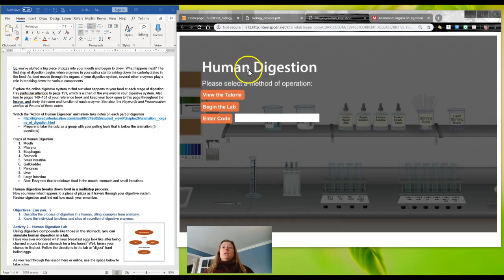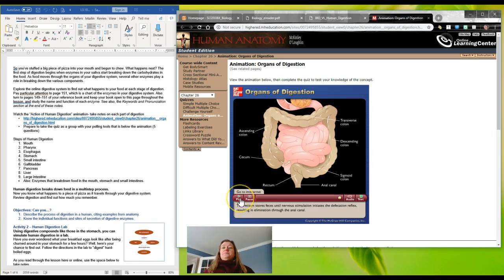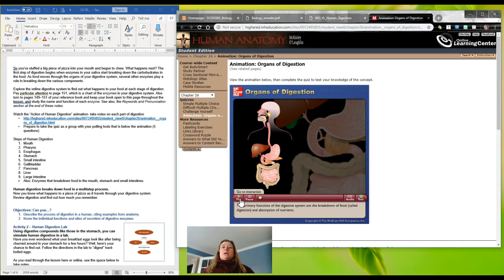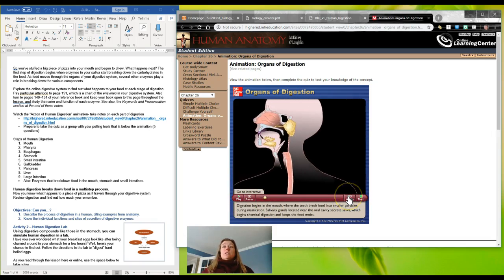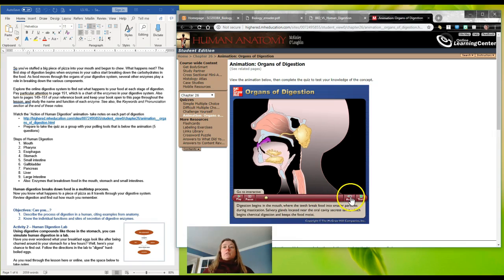accessed this link here, which when I click on it, brings us to this. And so when we play this, it walks us through, I turned the sound off. It walks us through all the descriptions of the parts of the human digestive system, and it walks through all the parts. So into smaller particles during mastication. Salivary glands located near the oral cavity secrete saliva, which begins chemical digestion and keeps. But you get the idea.